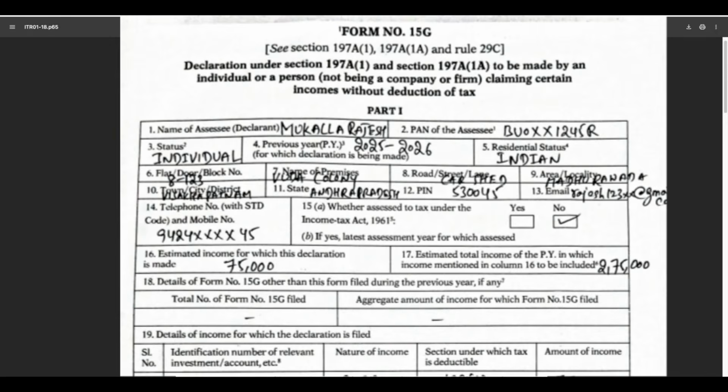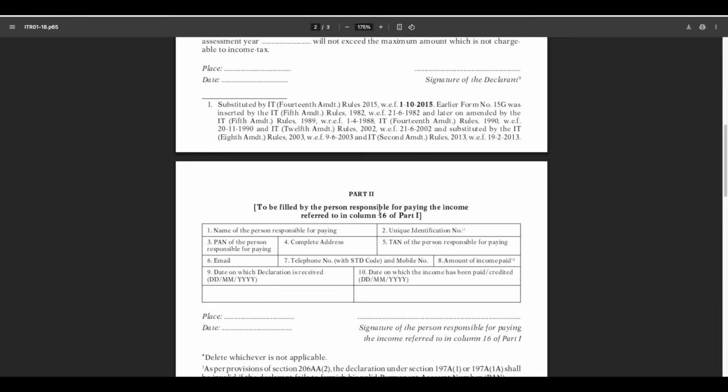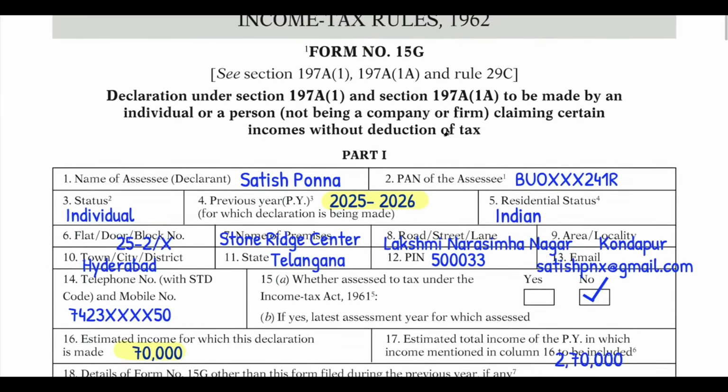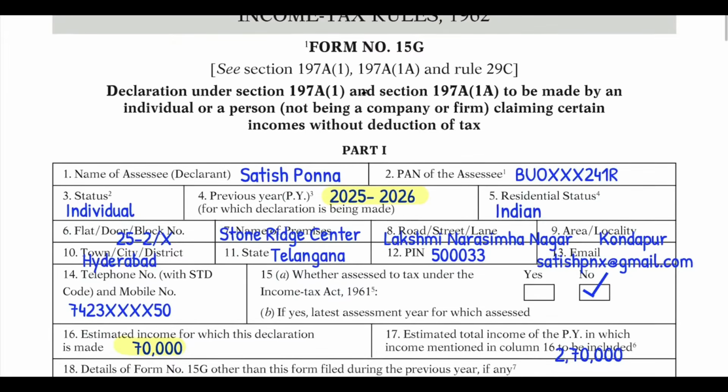After downloading this Form 15G, fill it with a pen. And you have to fill only part 1, there is no need to fill part 2. Here I have filled this Form 15G in Adobe Acrobat Reader, but you have to write it with a pen. Let's see how to fill it.